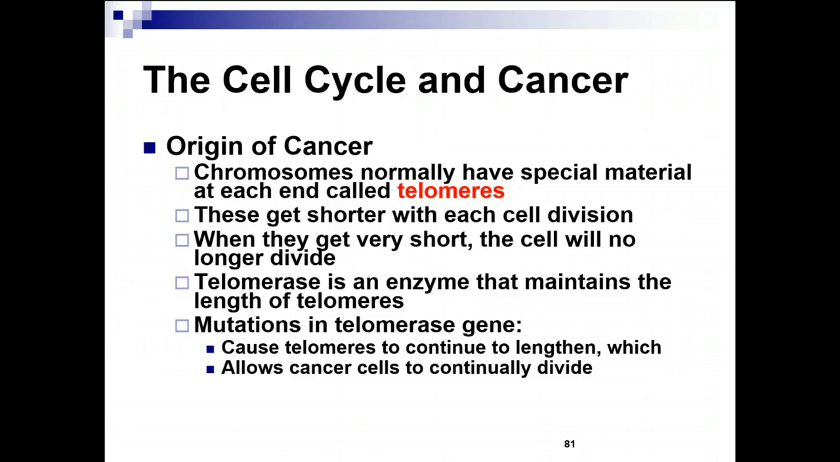So normally, the shortening of the telomeres helps the cell to know its age, how many divisions it's been through, and when it's time to stop dividing. Mutations in the telomerase enzyme will cause the telomeres to stay long or lengthen, which throws off this regulation, and the cells will continue to divide.